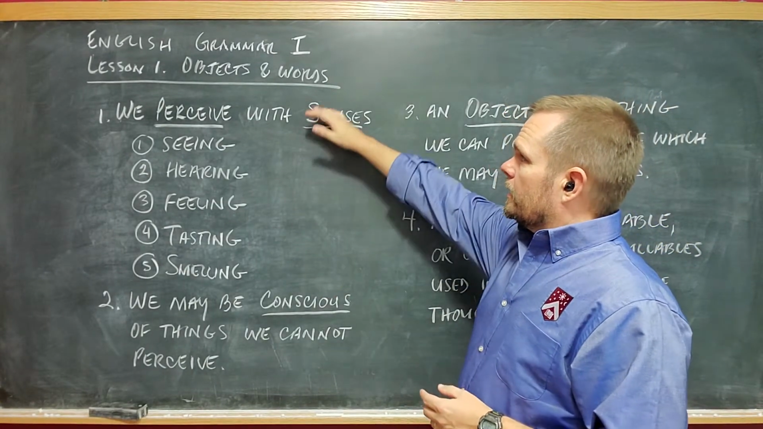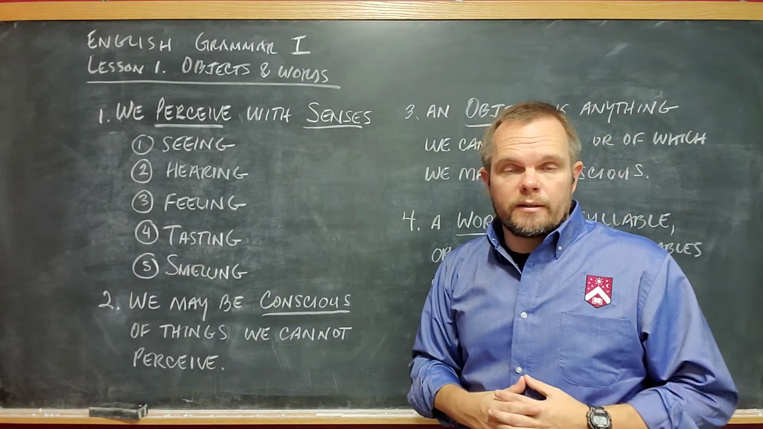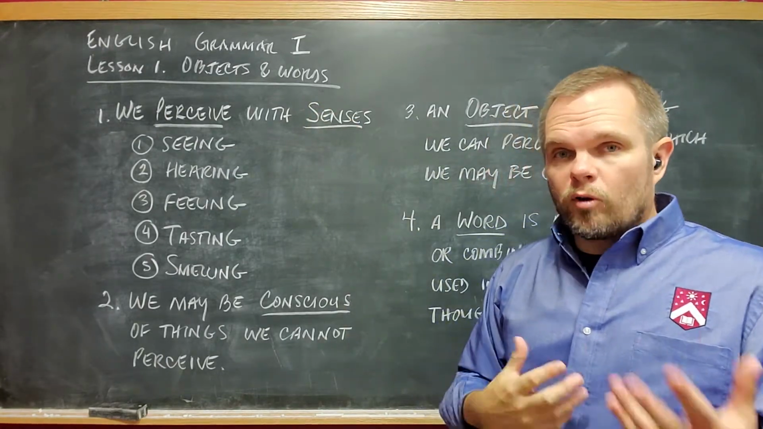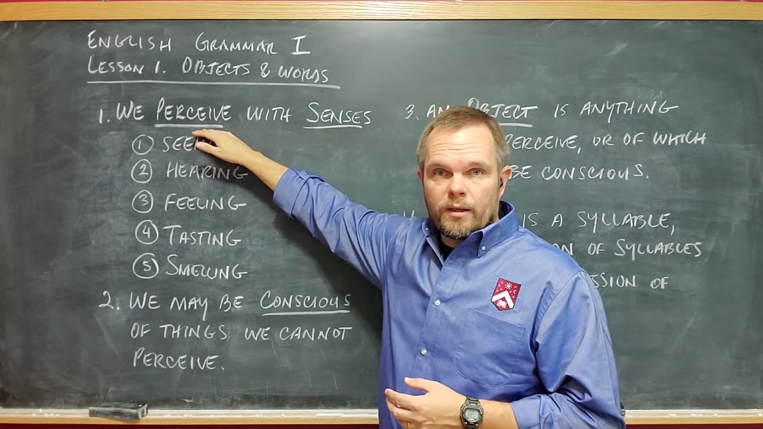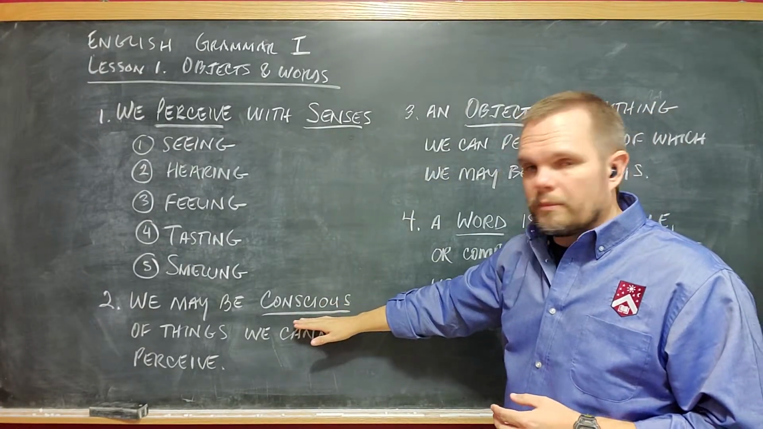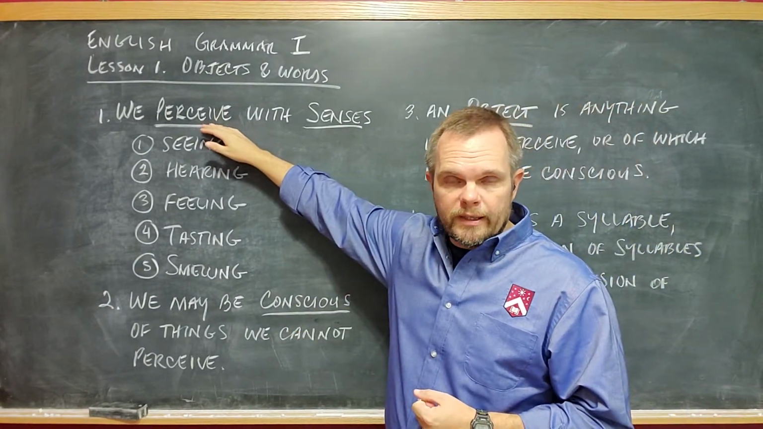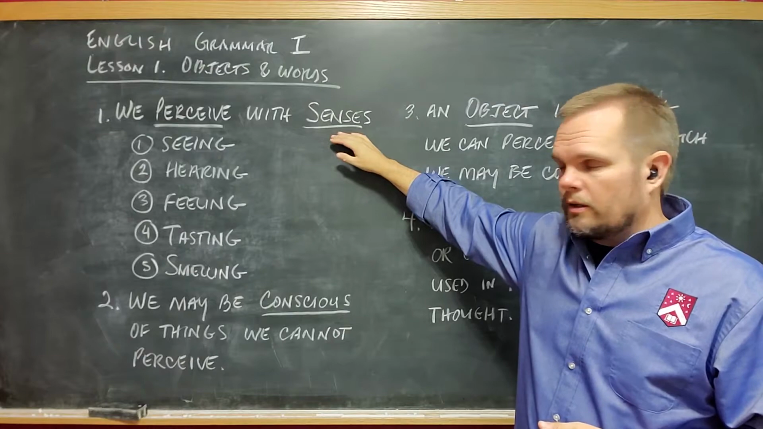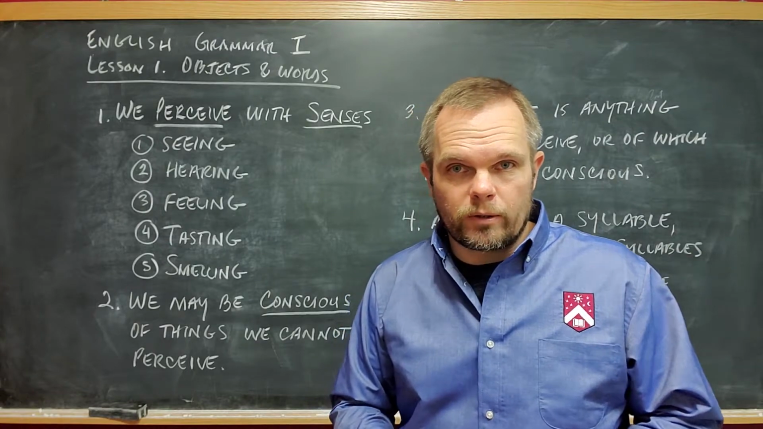All right, so in lesson 1, the first thing that we're going to learn about as we get ready to get started in English grammar is objects and words. And before we learn about objects and words, we're going to learn about perceiving things. We're going to learn about our 5 senses, and we're going to learn what it means to be conscious of something. So first, we're going to learn what it means to perceive something and how we perceive with our 5 senses. And then we're going to learn about what it means to be conscious of something, okay?